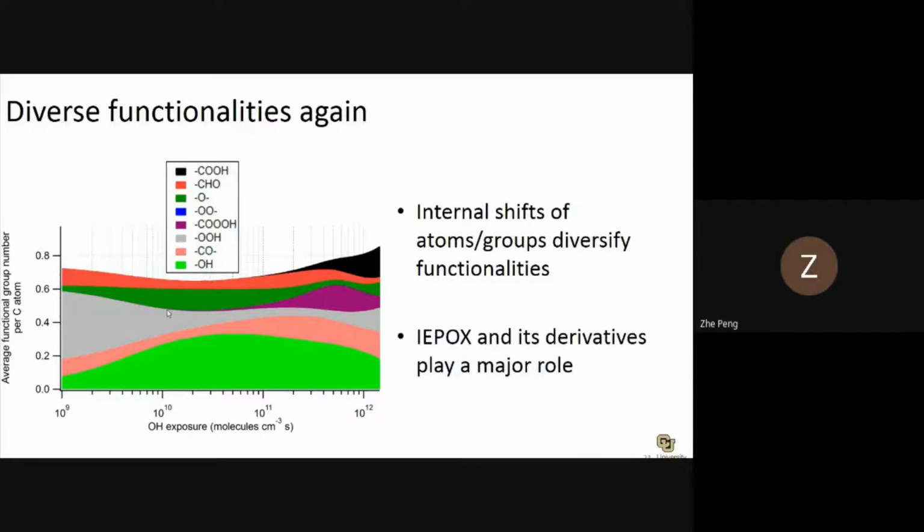And in this plot, we can find the major role of IEPOX and its derivatives, especially here around 3 times 10 to the 10 molecules per cubic centimeter per second. We can easily find the contribution from one epoxy group and two hydroxy groups from IEPOX.